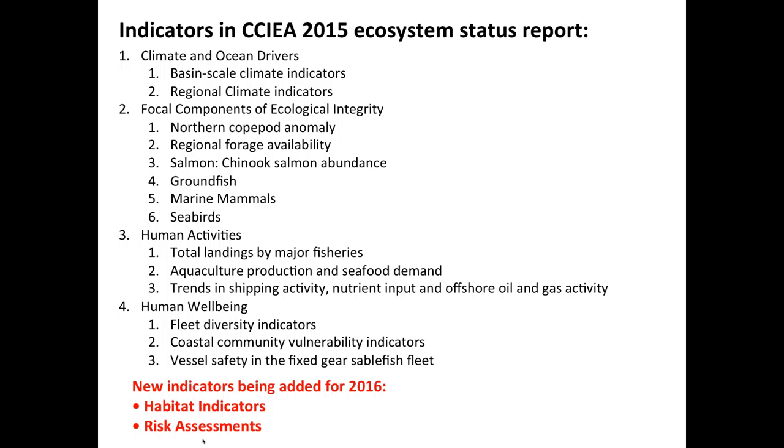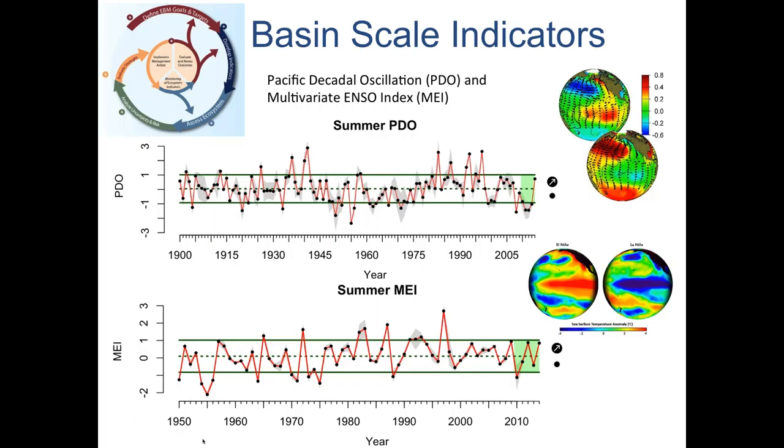So I'm going to talk about the climate and ocean drivers for a minute. So the basin scale indicators. These are the indicators of large-scale ocean-atmospheric interaction that, although they act on a Pacific basin scale, actually have impact in the Northeast Pacific. And the bottom one here, the summer MEI, that's the Multivariate ENSO Index. Should have spelled it out, I apologize.